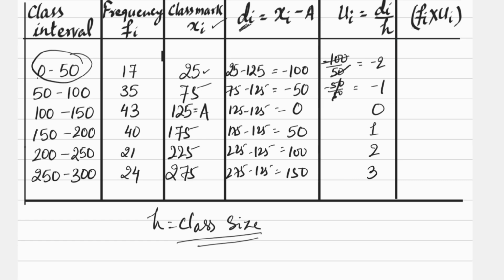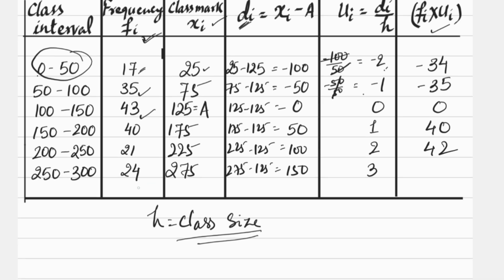Now we will multiply the value of fi, that is our frequency, and ui. So first frequency is 17. 17 into minus 2, it will be minus 34. 35 into minus 1, it will be minus 35. Now next one is 43 into 0, 0. 40 into 1 is 40. 21 into 2 is 42. And the last one is 24 into 3, that will be 72.